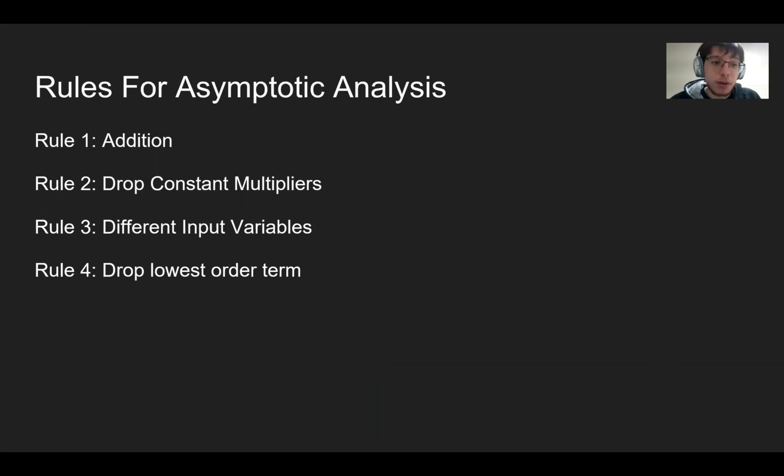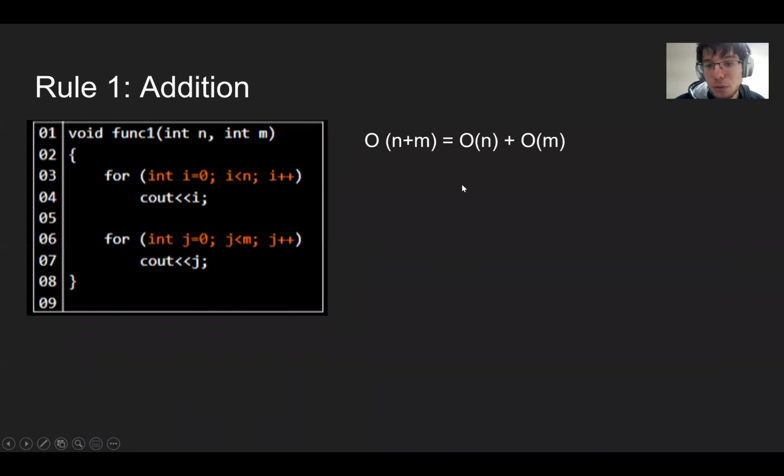Okay. So for asymptotic analysis, we have 4 rules. We have addition, drop constant multipliers, and different input variables. And then we drop the lowest order terms. So what does that mean? Well, let's see. Rule addition: if we have 2 different loops that operate completely independently, it's kind of like if you have 2 different things and you're doing them separately.